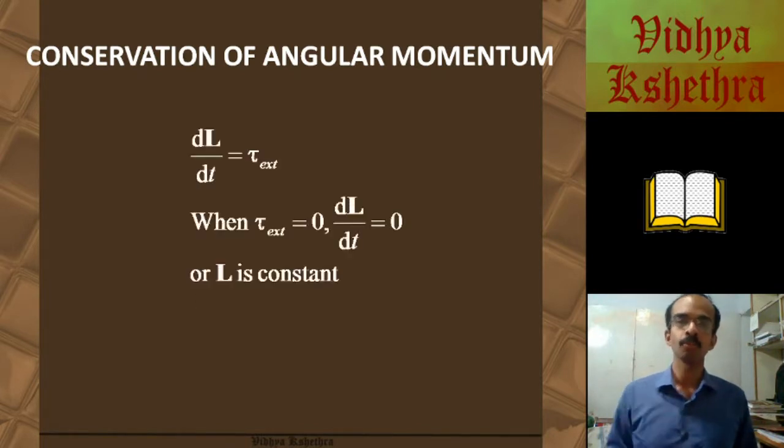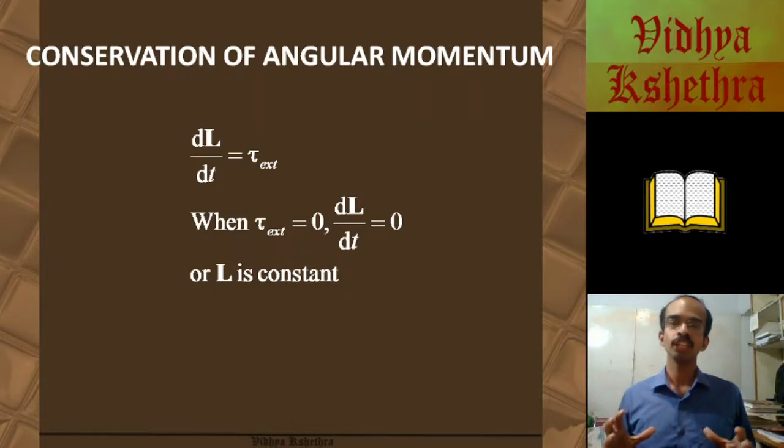Now, conservation of angular momentum. dL by dt is equal to tau exterior. Similar to the case of linear momentum, where the rate of change of linear momentum is equal to F ext, we can prove the same analogous equation, which is dL by dt is equal to tau ext, since this is the analog in the case of rotational motion. That is, when tau ext is equal to 0, dL by dt is equal to 0, or L is a constant, since the differential of a constant is always 0. Hence, the angular momentum will be constant. This is the law of conservation of angular momentum.